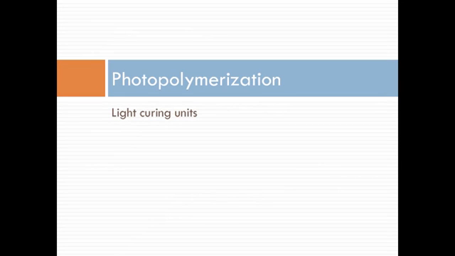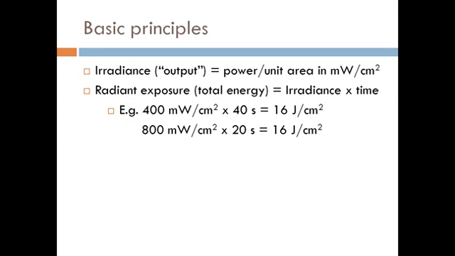Now, we're going to talk about a topic that's very important that has little to do with the material itself, but it has to do with the light curing units and how you're actually treating your material. And the first very important concept is the concept of irradiance and radiant exposure. So irradiance, or output, or power, or intensity, is represented by the power per unit area in milliwatts per centimeter squared. So irradiance is how much power, not energy, you're putting in per unit area.